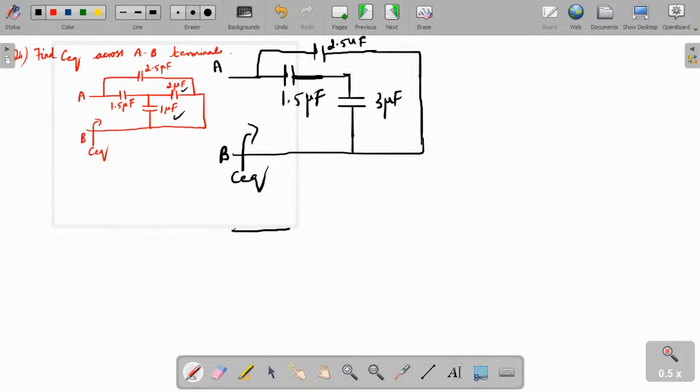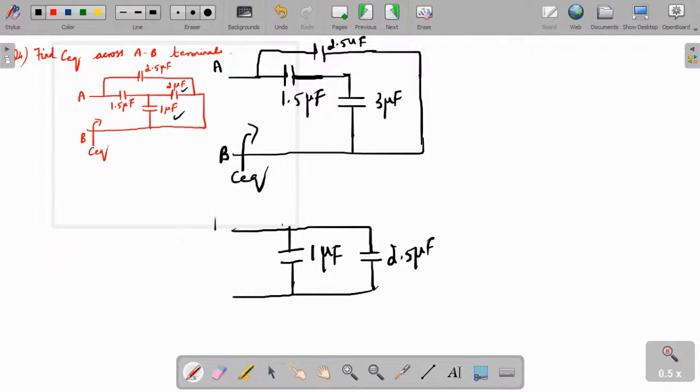So what is the equivalent circuit now we will be getting? So here it is 1 microfarad equivalent, and in parallel to that we will be having this 2.5 microfarad. So now these two are connected in parallel. So what is C equivalent? C equivalent is nothing but addition of these two capacitances. So answer is 3.5 microfarad. Yes, very good.